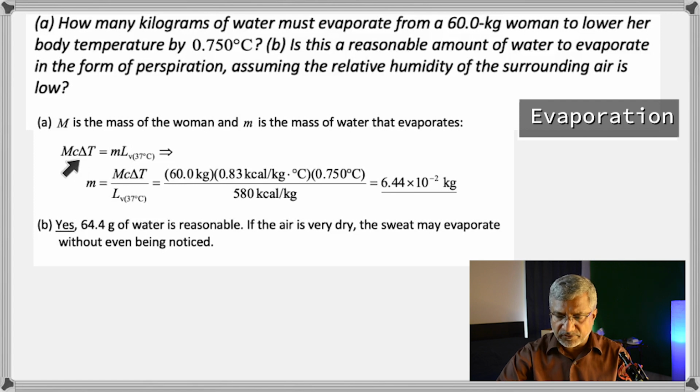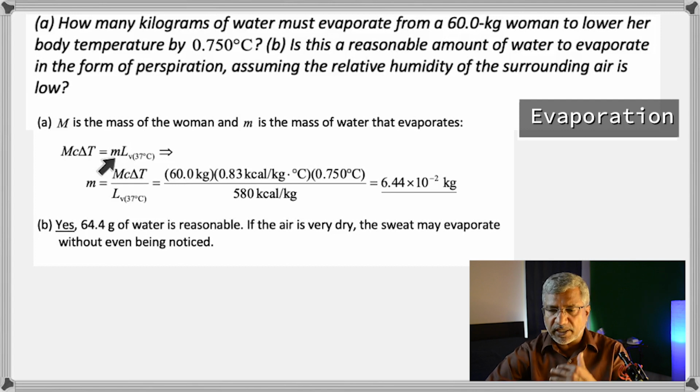So that's the mass of the person. This is the specific heat of the human body. Again, all these constants will be given. The change in temperature is given as 0.750 Celsius. And then this is where you have mass times latent heat of vaporization at 37 degrees Celsius. So that's the mass of sweat, and that's what you're trying to find.